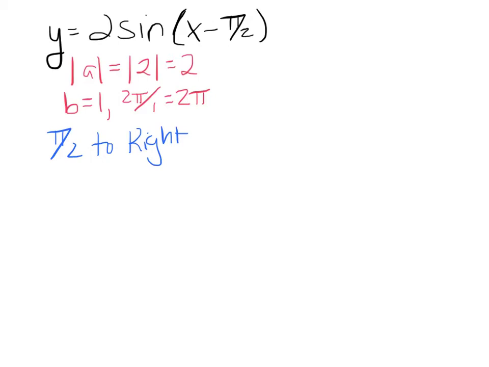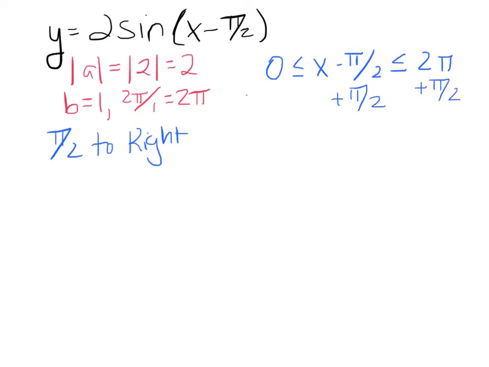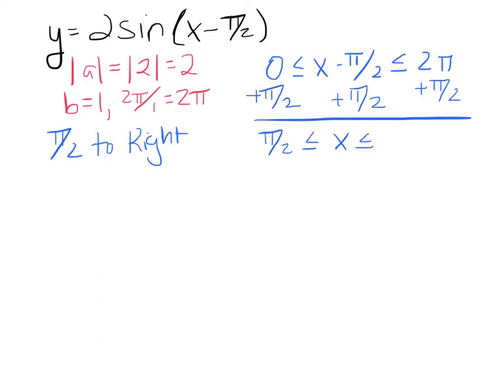So the question is, as we draw our first cycle, how do we know where to begin and how do we know where to end? The way that we do this is we set up an inequality. We know that before, when we would draw a cycle, we were looking between 0 and 2 pi. But now we've got this funny shift happening, and if we solve this inequality, I'm going to add pi over 2, and we're going to get pi over 2, x in the middle, and 2 pi plus pi over 2 is 5 pi over 2. So instead of drawing a cycle between 0 and 2 pi, our cycle is going to be between pi over 2 and 5 pi over 2.